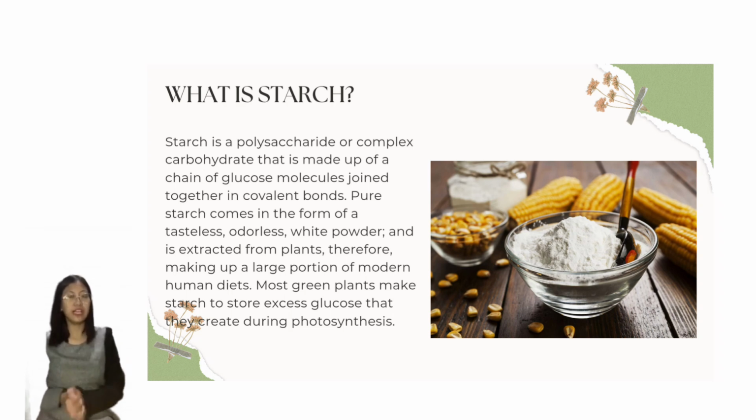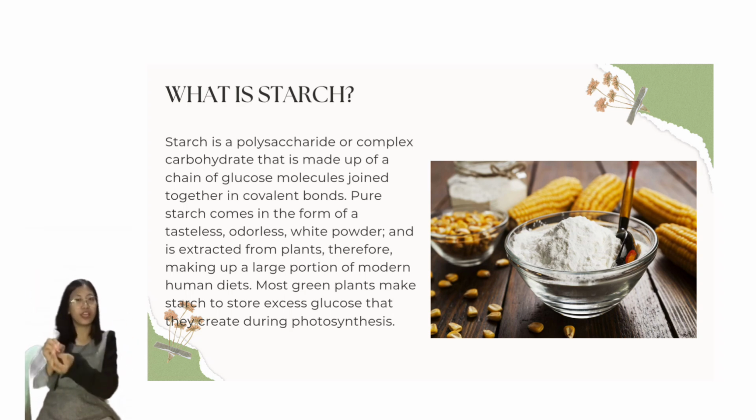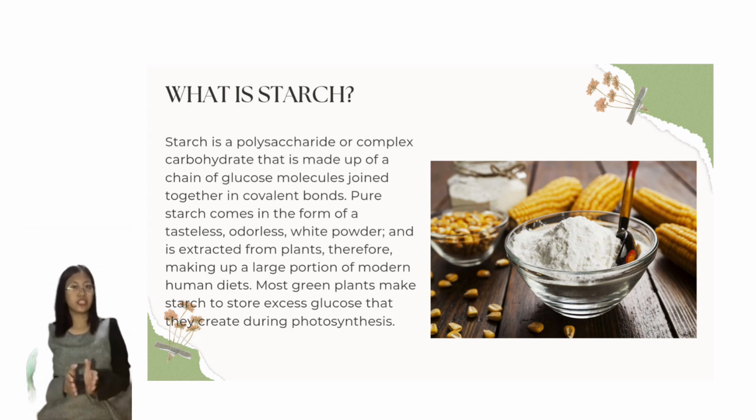For example, think of starch as a long chain of glucose molecules connected in a certain way. If you were to take a single glucose molecule and attach more of them together, you have a starch molecule. Pure starch is a white powder that doesn't taste or smell like anything. Plants make it to store extra glucose that they don't immediately need. And humans and animals often eat plants to get energy from starch.